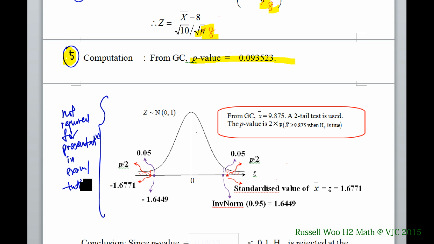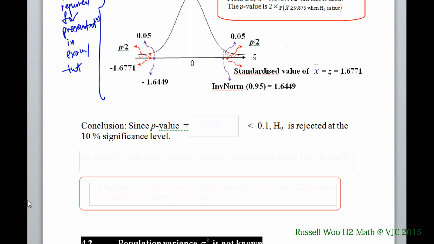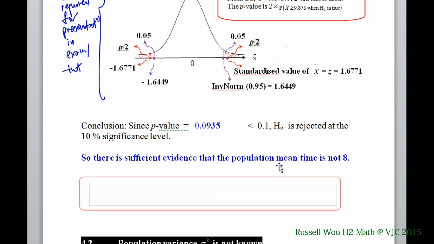Alright? Okay, so finally let's finish copying the conclusion. Since p-value is this, H0 is rejected at 10% level of significance. So we say there is sufficient evidence that the mean is not 8.